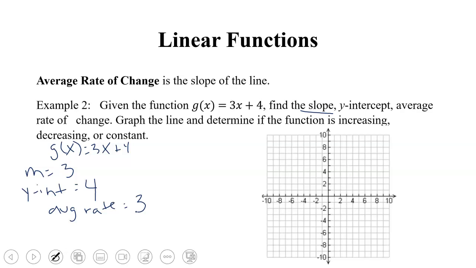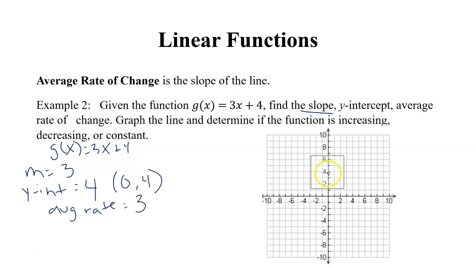So let's graph it. Our first step is graphing the y-intercept, (0, 4). That b is the y-intercept. So make your point (0, 4) on the y at positive 4.